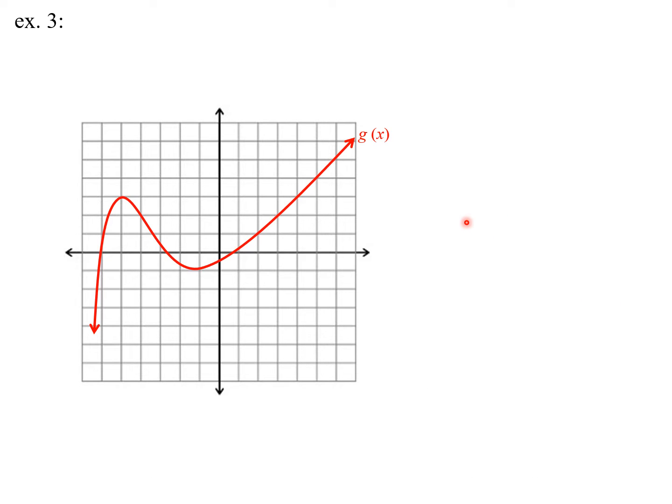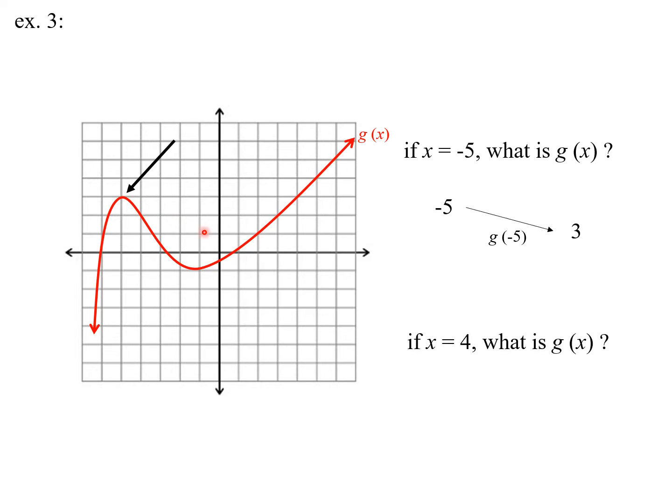Now let's do the same thing, but with a graph instead. Notice if we have x equal to -5, it is taken to an output of +3. But x equals 4 is also taken to an output of +3. That's okay. So g is a function.